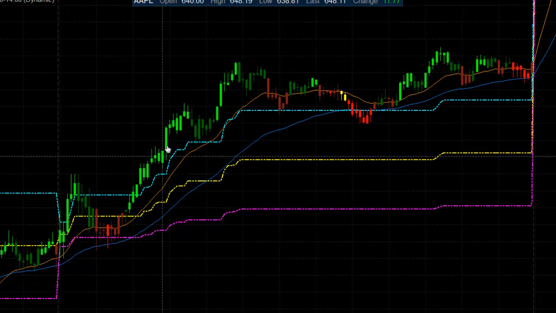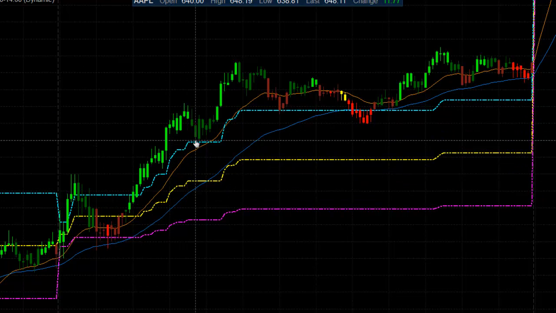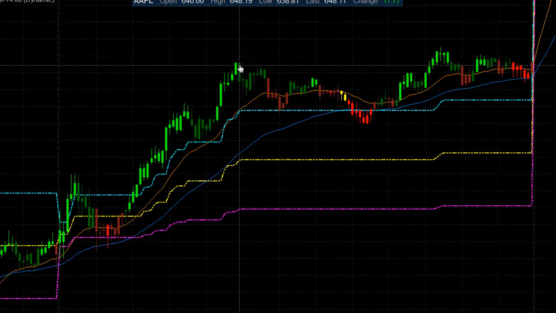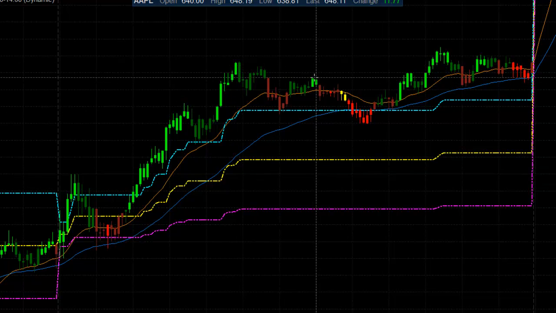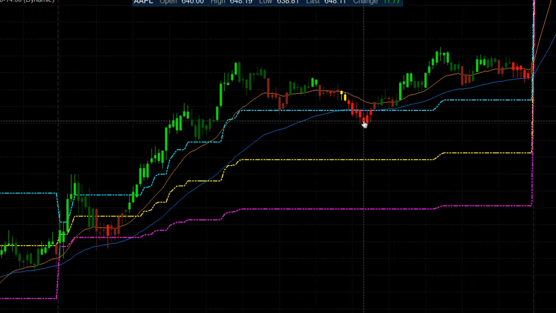Price gets above, trending higher, pulls back right to it, makes a new high, pulls back right to it, makes a lower high. So you get a bit suspicious there. In this case, what happens next? Well, price breaks below it.